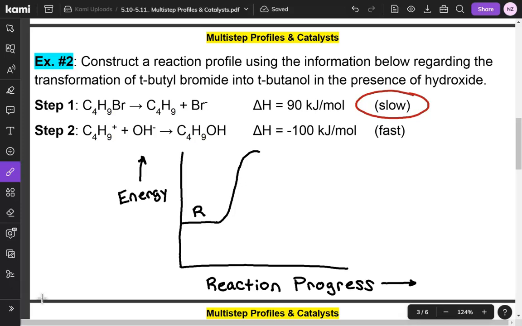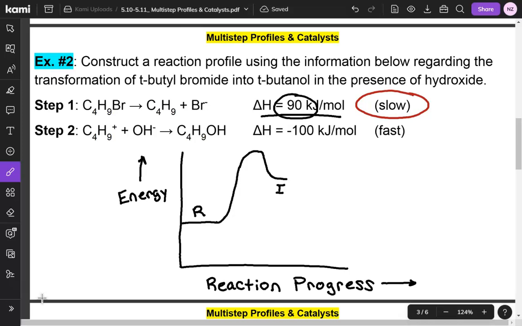Now, our delta H between the first step and where we end up, our intermediate, is going to be a change of 90 kilojoules. So it's going to be endothermic. That means our plateau, our intermediate for that first step, is going to be higher than where we started. So this is our intermediate. Because this number is positive, it's endothermic. So again, I'm going to end up higher than where I started because it's endothermic. It's positive.